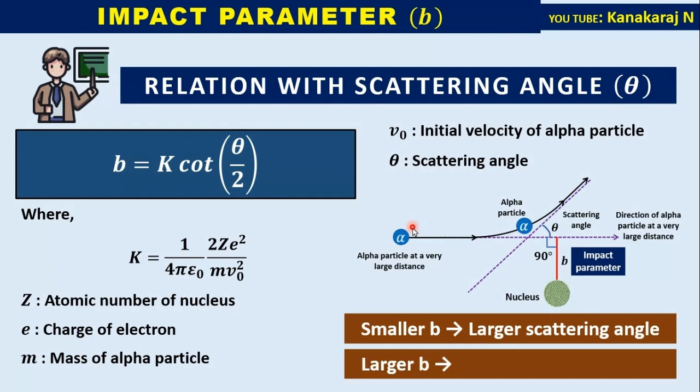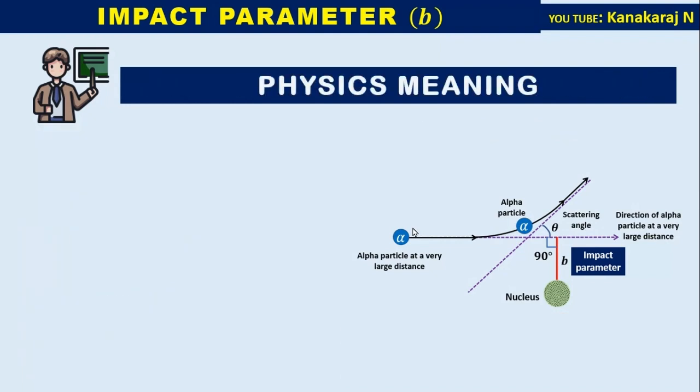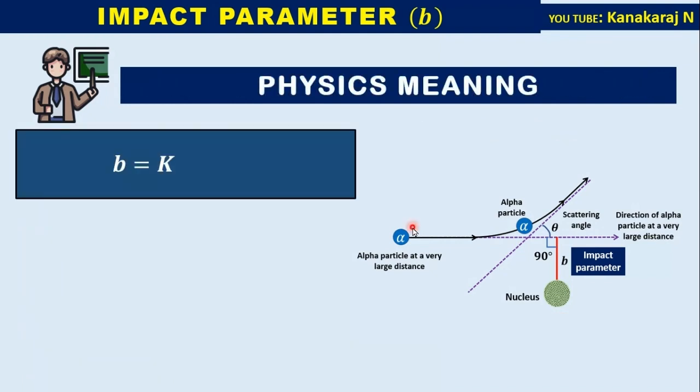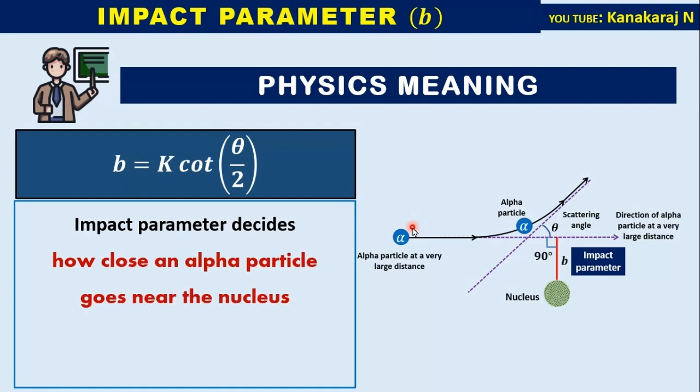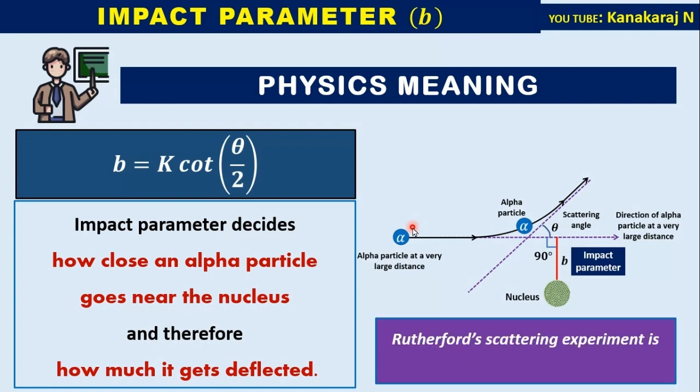Then larger the value of B, smaller the scattering angle. Remember this. The impact parameter and scattering angle are in inverse relation. Physics meaning. B equals K times cot theta by 2. Impact parameter decides how close an alpha particle goes near the nucleus and therefore how much it gets deflected. Rutherford scattering experiment is explained by this relation.